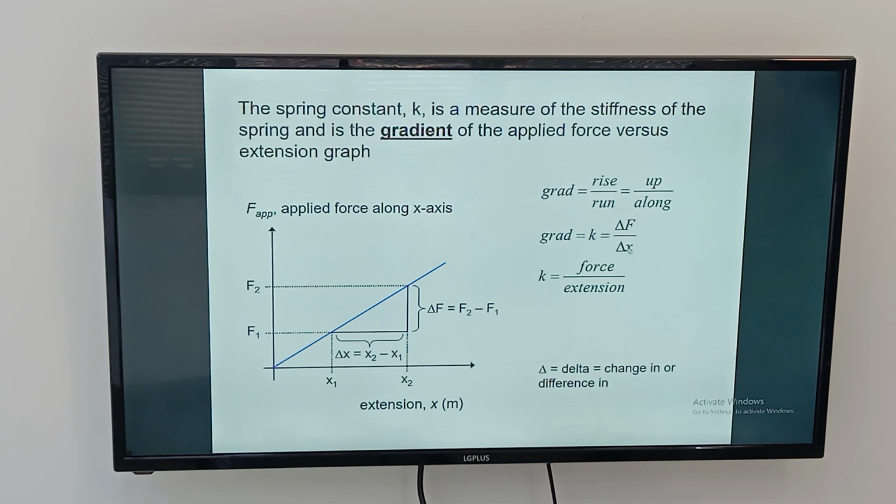And to know the value of delta X, we subtract the first extension from the second extension. You can see here in the note, this triangular sign means delta, and delta is the change or difference. To know the delta, you subtract the first force from the second force.